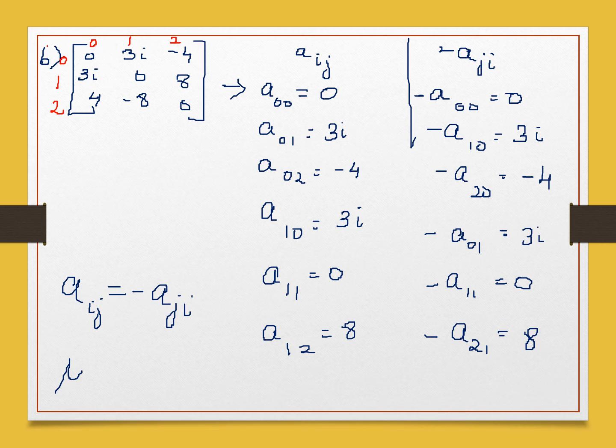So matrix B is the skew symmetric matrix.